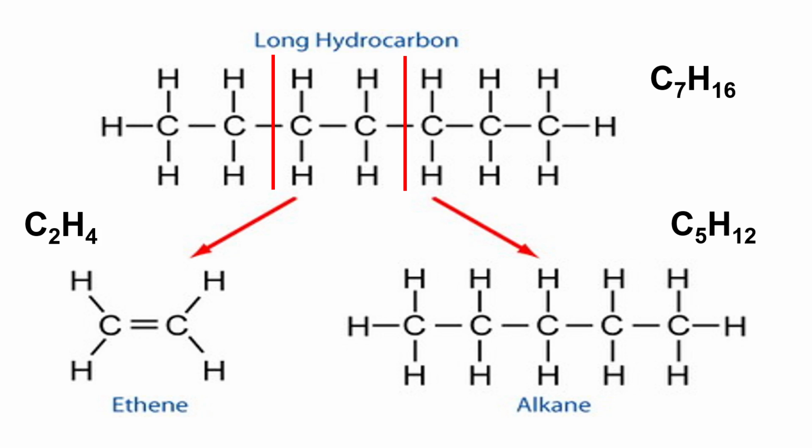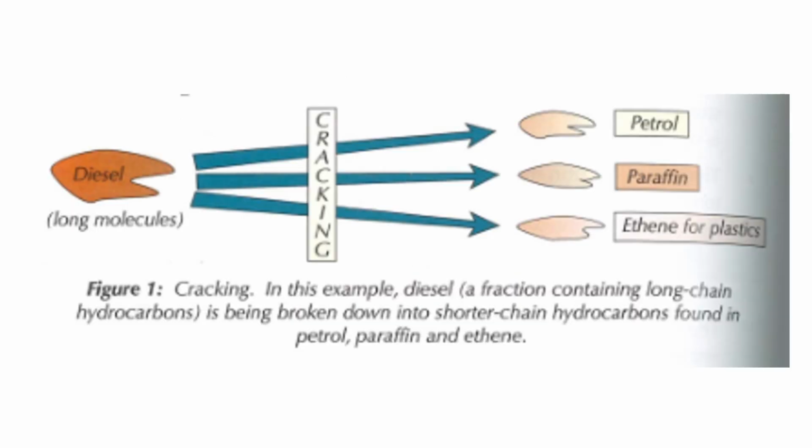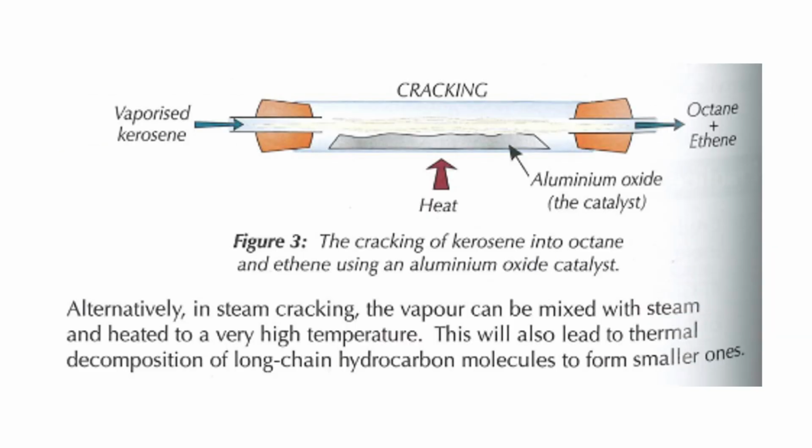7 minus 2 is equal to 5. 16 minus 4 is equal to 12. That's the law of conservation of mass. Here's the longest one I could squeeze to draw, but again, the reactants equal the products. Here's an example of diesel being cracked into petrol, more useful, paraffin, and ethene for plastics. And another example of kerosene being cracked into octane and ethene.